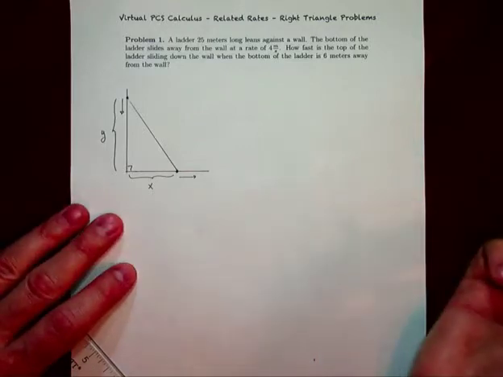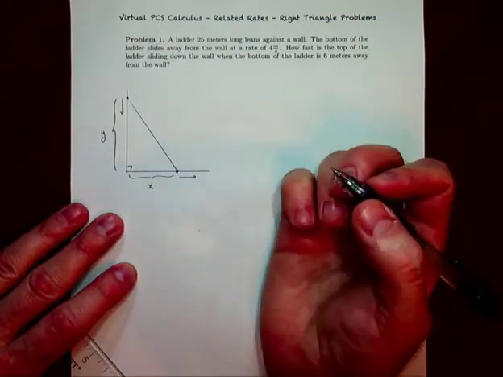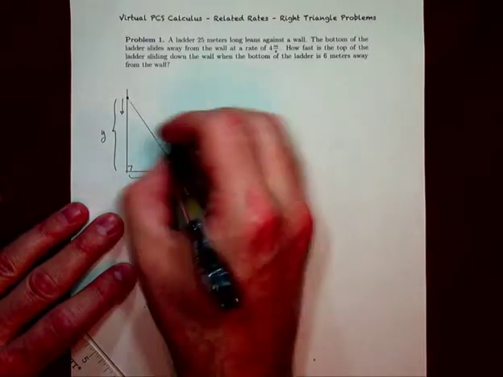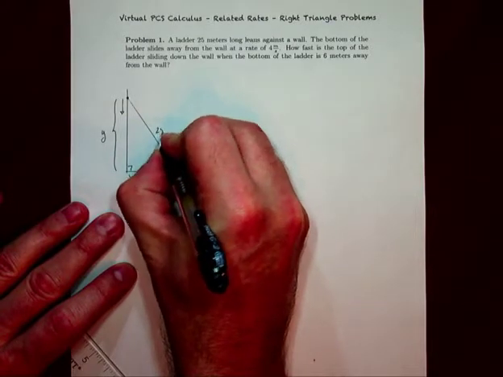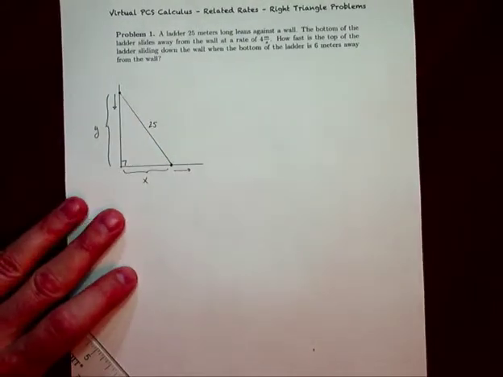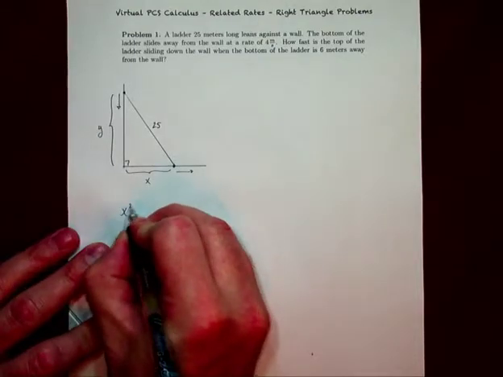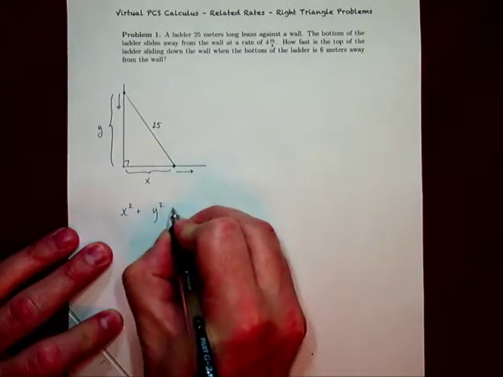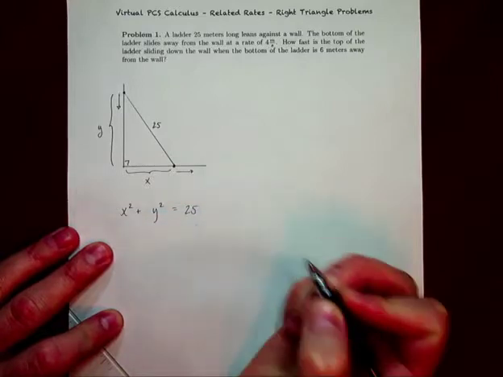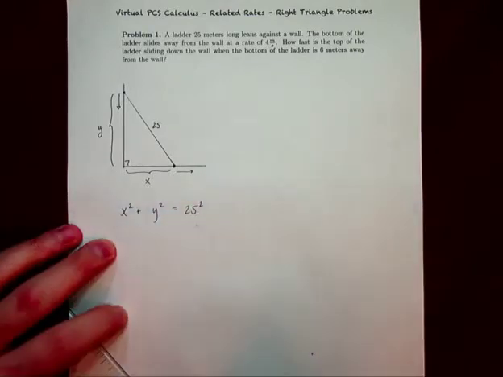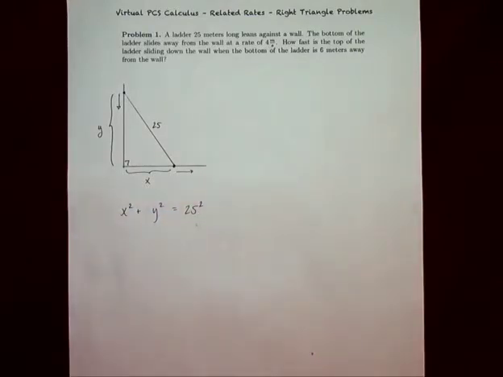Now, in this particular one, we know that the ladder is not going to be getting any longer or any shorter, and so it is 25. Okay, so obviously I'm going to be setting this up as x squared plus y squared is equal to 25 squared. Okay, now there are three things that a question stem will give us or ask us for, okay?